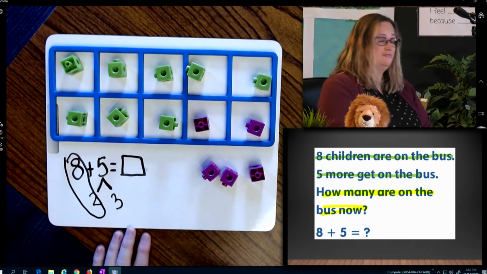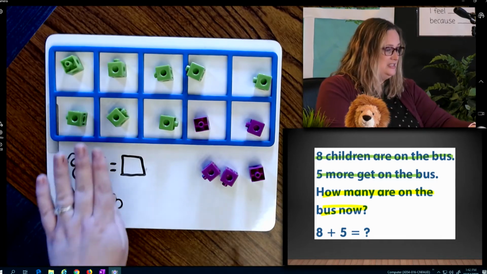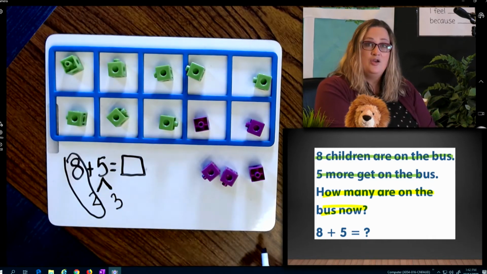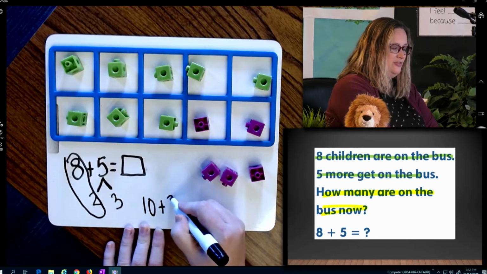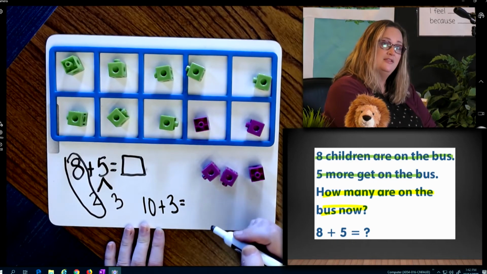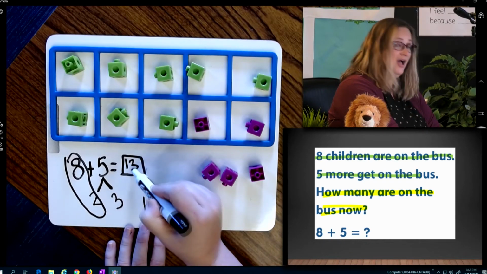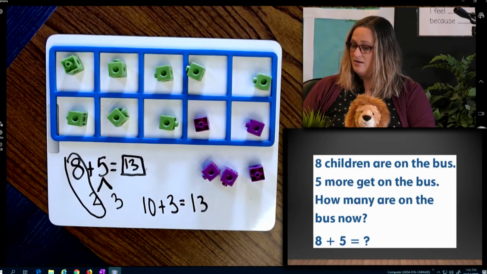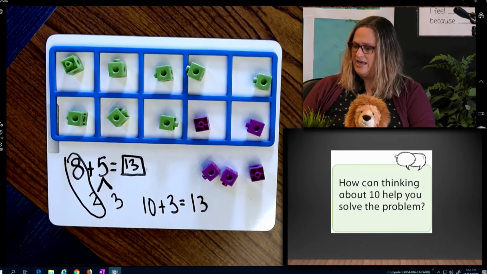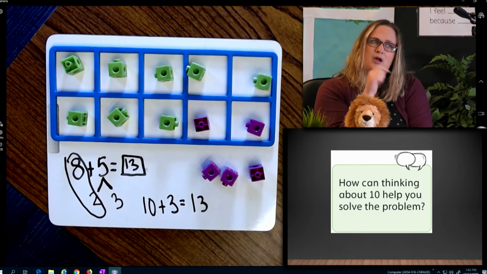And how many do I have left over? 3. So now I don't have 8 and 5. I have 10 and 3. What is 10 plus 3, first graders? 13. So what's 8 plus 5? It's 13. Okay. How can thinking about 10 help us solve problems like this?